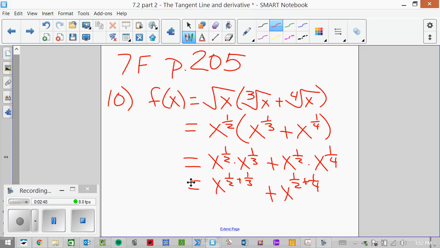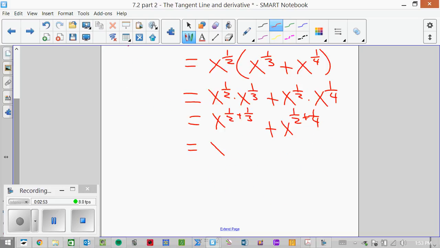Okay. Common denominator would be 6. So we still haven't taken the derivative yet. We're just writing that function over and over and over until we can take the derivative. So the 1/2 plus 1/4, so 3/6 plus 2/6, x to the 5/6 plus x to the 3/4. Woo! Now we have some exponents we can use.